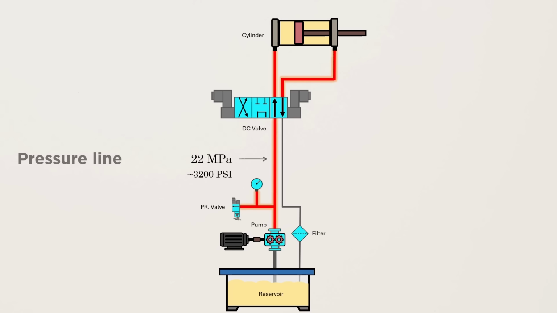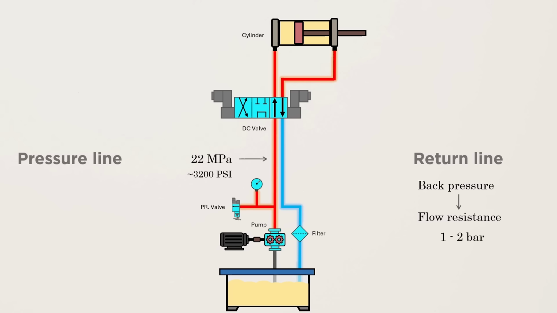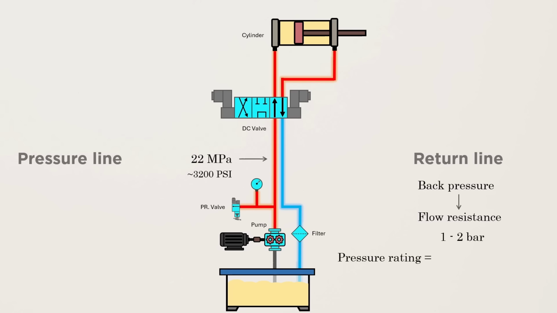Now let's look at the return line. The return line connects the directional control valve back to the tank. Here we do not need a highly pressure rated hose because the pressure is only the back pressure caused by the flow resistance in hoses, filters and anything in between the line. Typically, the back pressure is only around 1 to 2 bars, regardless of the system working pressure. So for return line, we can use much lower pressure rated hoses, something around 2 to 5 bars.